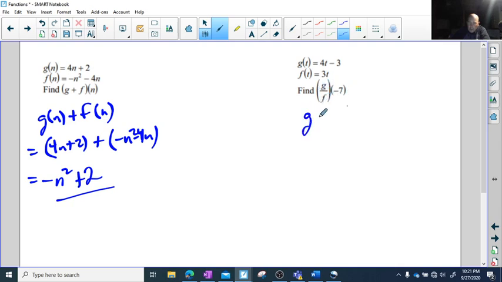That wants us to do function g. I'm going to do it this way. I like to substitute and then do my division at the end. So g at negative 7, and then I'm going to do f at negative 7, and we're going to divide the answer. So g at negative 7.